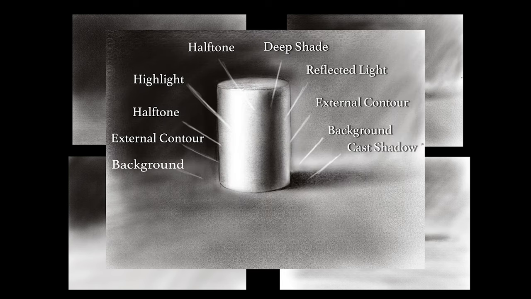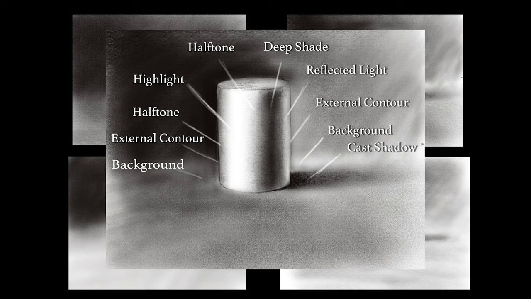This is something I talk about on a regular basis, but it is the cornerstone of everything that we do in drawing and painting. Now, when I look at anything in nature, whether it's a tree in a field, a nautilus seashell, or a dog sleeping on the floor, I'm always reducing everything to its basic shape and then lighting it with a specific direction of light. And as I look at these shapes, I have the same pattern: background, external contour, halftone, the highlight, halftone beyond it, the deepest shade, reflected light, external contour, background, cast shadow.